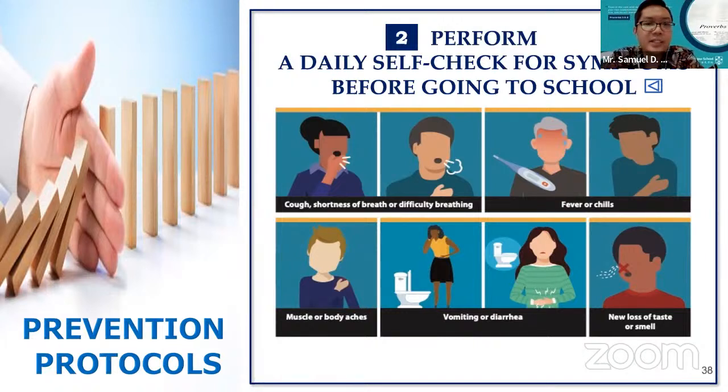If you have muscle or body aches, do not report to school. Okay. Vomiting or diarrhea, also do not report to school. New loss of taste or smell, if you cannot smell anything, then do not report to school. If you have any of these symptoms, do not report to school.